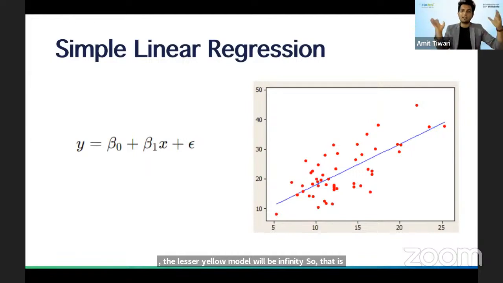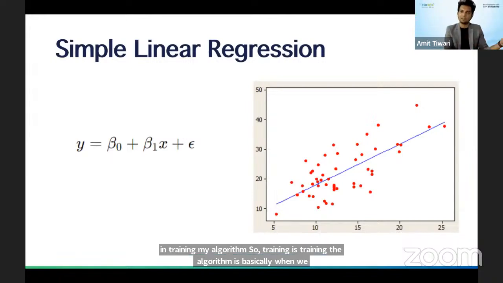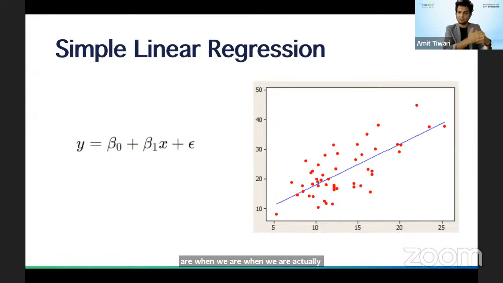So if I had like a thousand people's data in training my algorithm, so training the algorithm is basically when we are actually predicting the outcome. Test, if we are keeping some data for test, that means that we are not predicting the outcome of test, we are just testing our outcome if it is right or not. So the more training data that we have, the more the accuracy or the efficiency of our model.